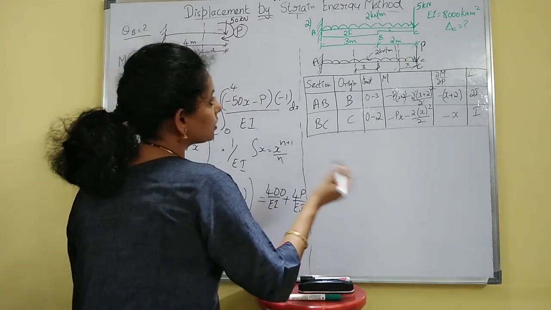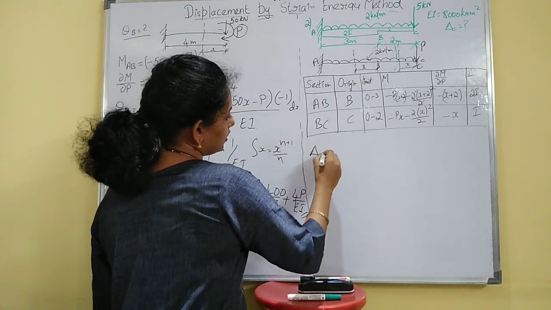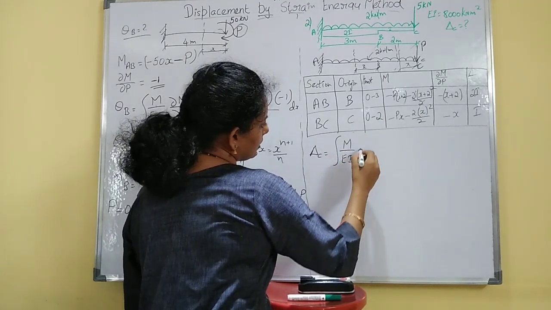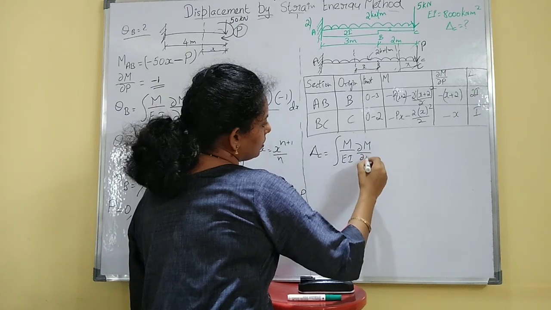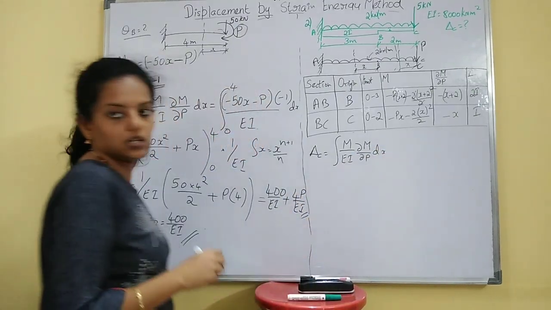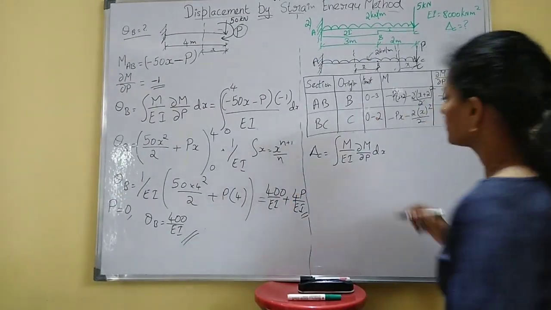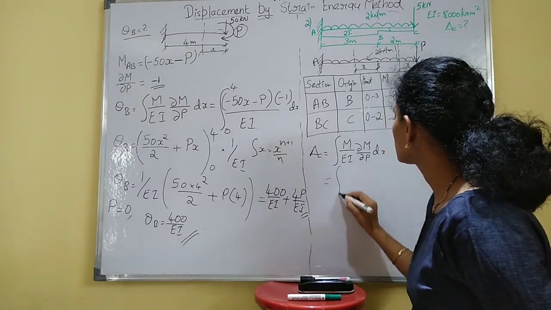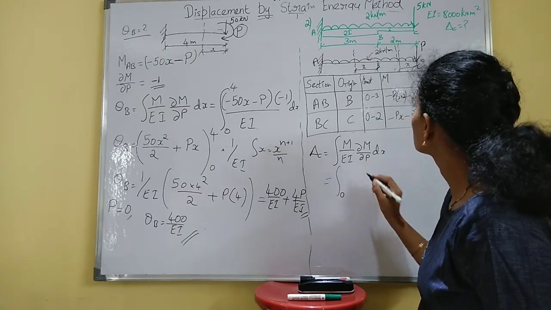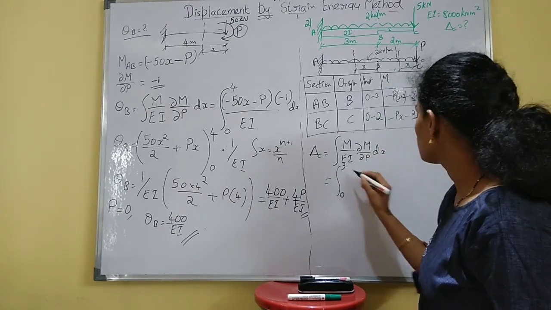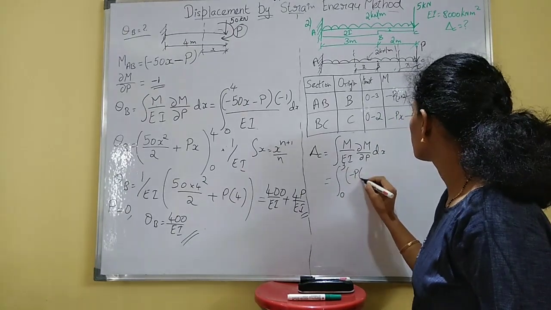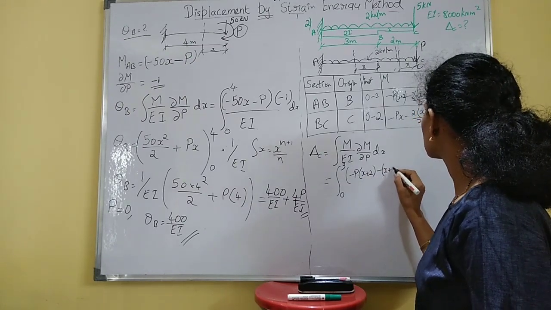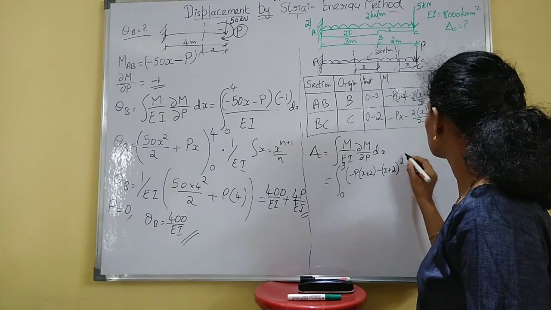Next, to find out delta C, the equation is integration of M by EI dou M by dou P dx. Now just substitute. Consider delta C for each section. First AB, you have limit 0 to 3. M is nothing but minus P into X plus 2, minus X plus 2 whole square.